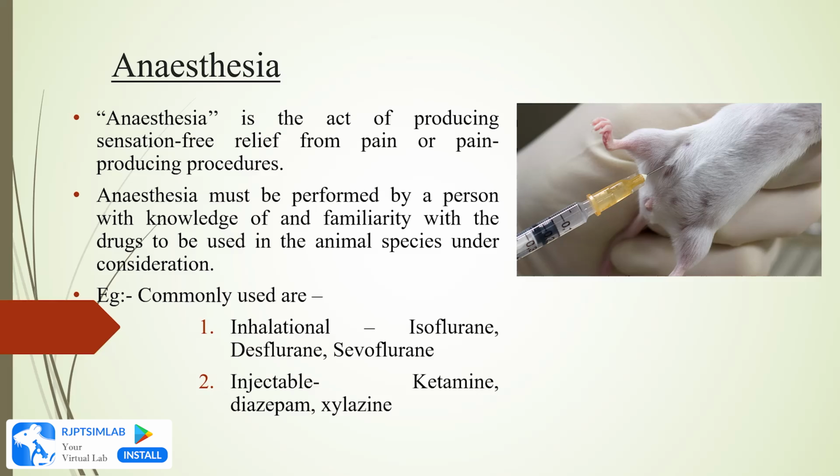The commonly used anesthesia are of two types. Basically, the first is inhalational and the second is injectable. The examples of inhalational anesthesia are isoflurane, desflurane, and sevoflurane. And injectables are ketamine, diazepam, and xylazine.